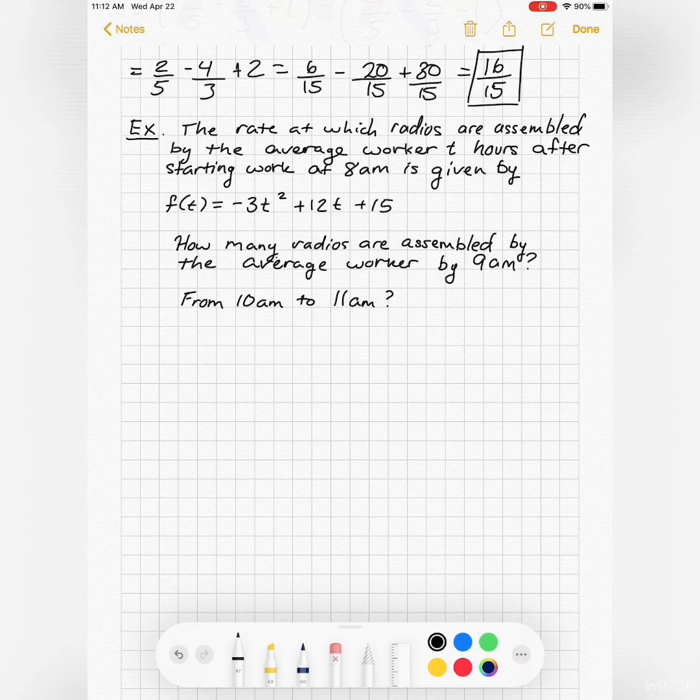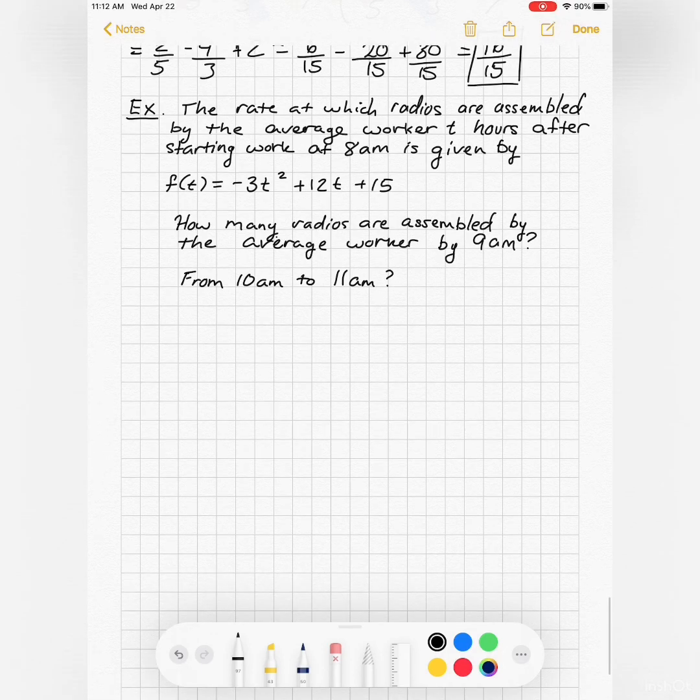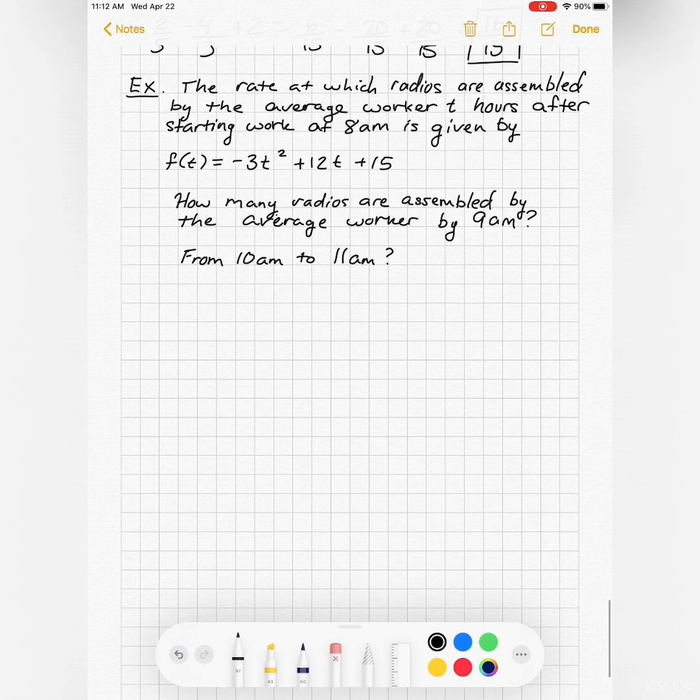Let's do a little application problem. The rate at which radios are assembled by the average worker T hours after starting work at 8 a.m. is given by this quadratic function. And so the question is, how many radios are assembled by the average worker by, say, 9 a.m.? Okay, so what I actually have here is the derivative function, right? Because this is a rate.